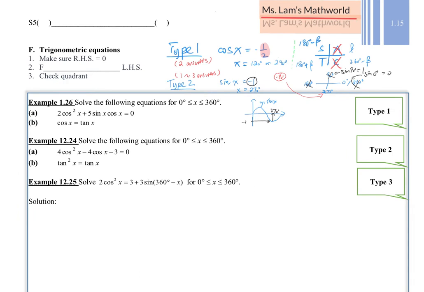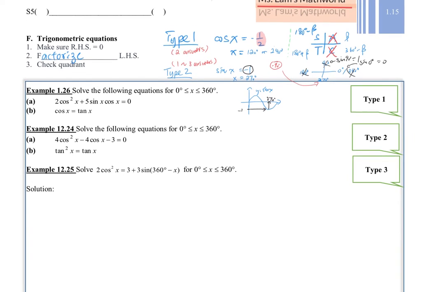Finally, we come back to trigonometric equations with quadratic equations. There are actually 3 types of the question, but the concepts are very similar. Whenever we want to solve a quadratic equation, make sure that the right hand side is equal to 0. Then on the left hand side we try to factorize. Then please check the quadrant for type 1, or use your own way to check the answer if you got type 2, the linear one.